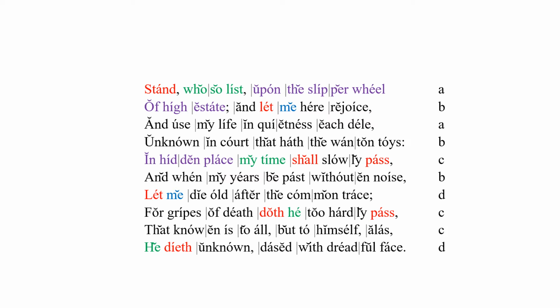And then the next subject is my time, and my time will do something. It shall pass, and it shall pass in a hidden place. Again, we are asking someone to let me do something. Then we refer to a general person in the audience. He doth pass. Who doth pass? We'll talk about that in a moment also. And he also dieth.